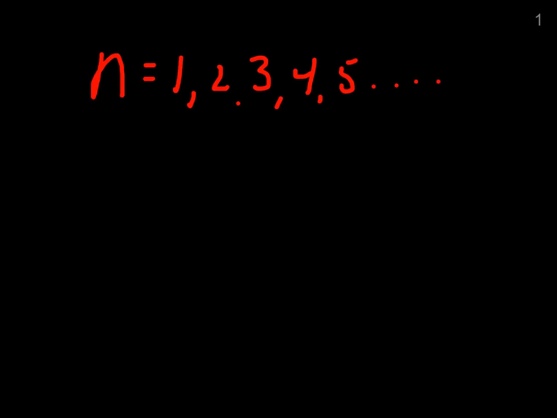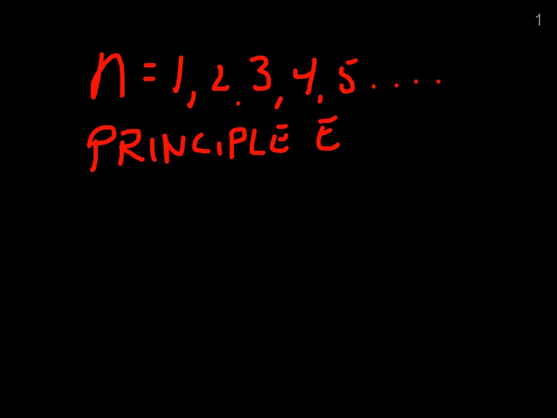Now, this n is called the principal energy level. And like I showed you on the last video, that represents the periods going down the left-hand side of the periodic table.